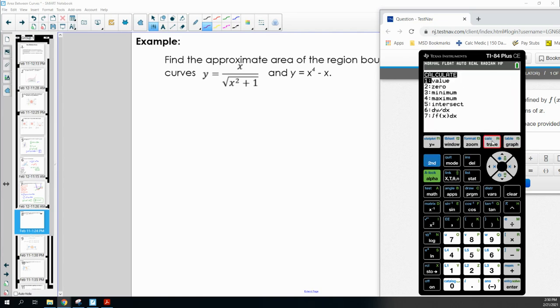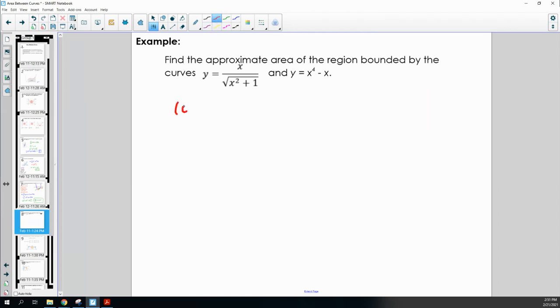So second trace, and we want to find the intersect, so I'm going to go to number 5. Okay, I can do the intersection at 0, and it's going to give me 0, 0, but the one I really don't know is right over here. So I'm going to go to about that area, and then hit enter for the first curve. It wants to know, is this the second curve I want to use? Sure is. Hit enter again. So it tells me that intersection is 1.181, comma 0.763.